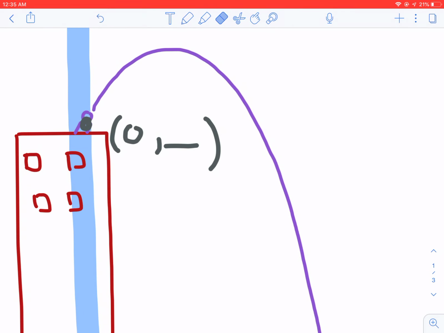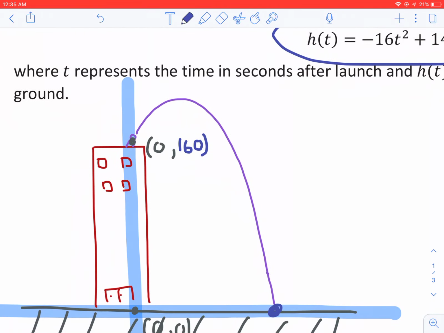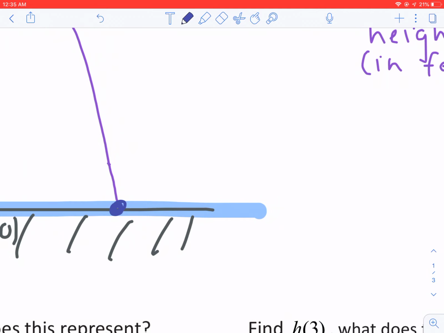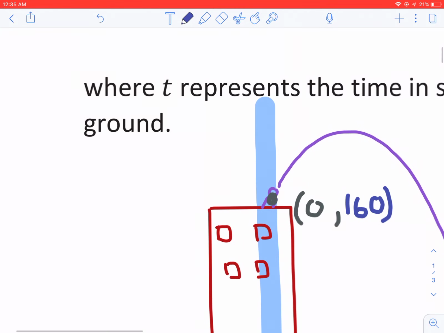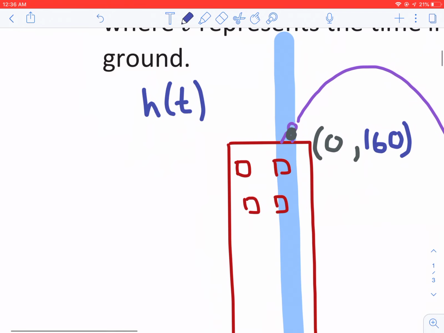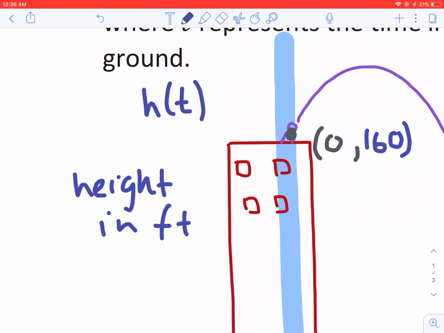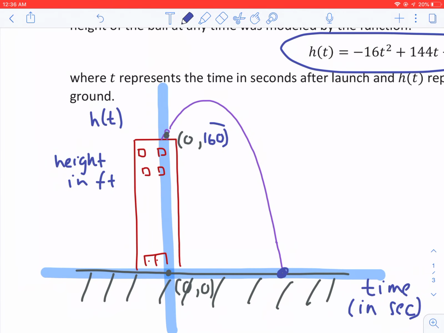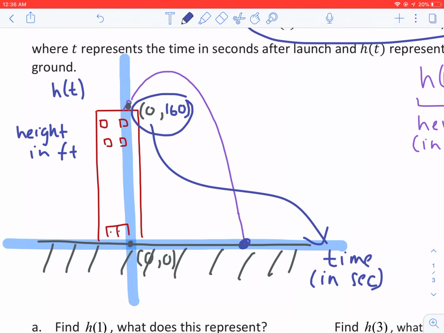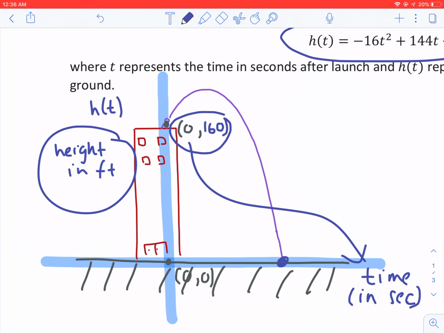And by the way, let's label this point. What do we get? We got 160, right? So at 0 seconds, this height represents 160. So let's label these axes too. This here was the time, in seconds. And this y-axis, that was h of t. That's the height in feet. So again, 0, 160, that's x, y. The x, that's time. After 0 seconds, the y value, that's the 160, that's the height.